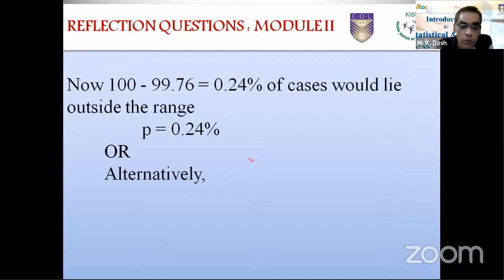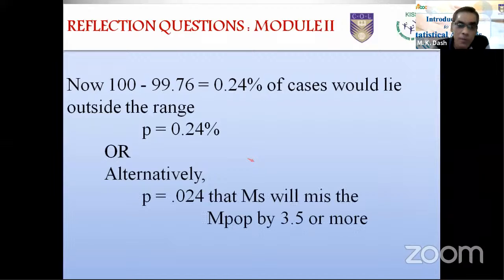Alternatively, in what way can we represent and interpret it? We can interpret it this way: the probability is 0.0024 that the sample mean will miss the population mean by 3.5 or more. This is the result, and this is the analysis and interpretation we have made. So this is the question. You have to see what is asked. Accordingly, you have to decide whether to subtract it from 100 or take it exactly.